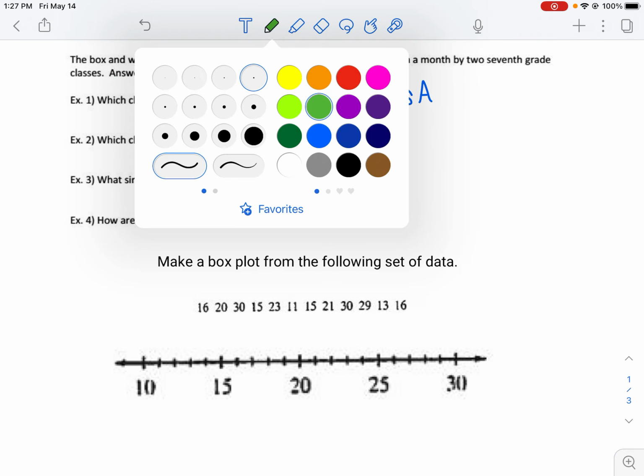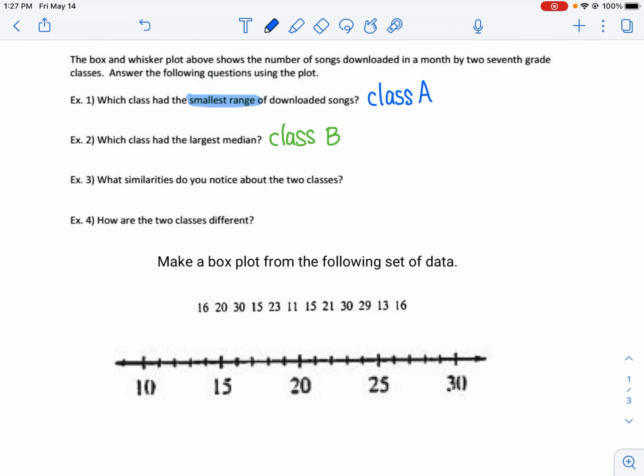All right, so if you've tried this on your own, let's go through and we're going to find our 5 data points. So we're going to find our median, our maximum, our minimum, our upper quartile, and our lower quartile. So remember, you want to put these numbers in order least to greatest.